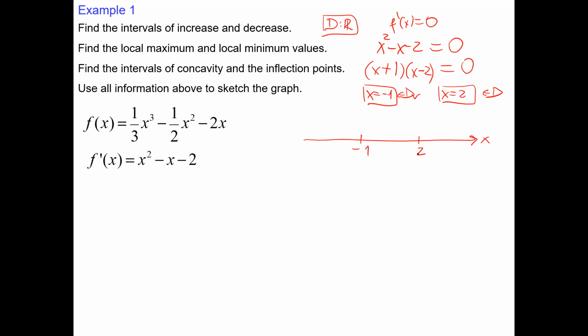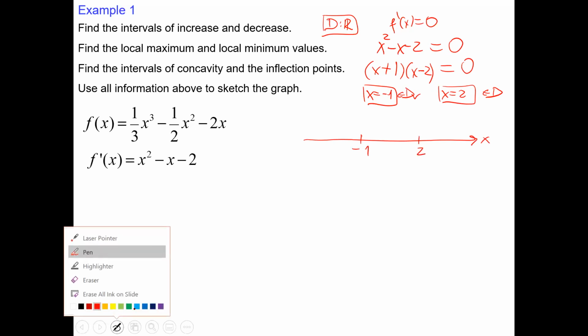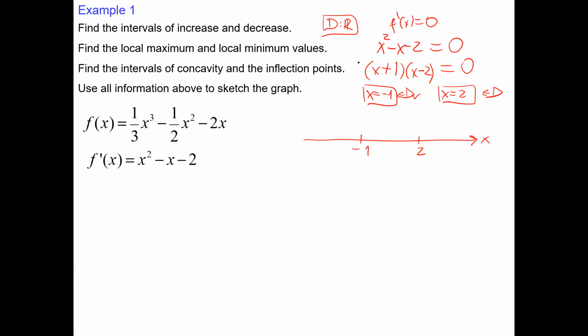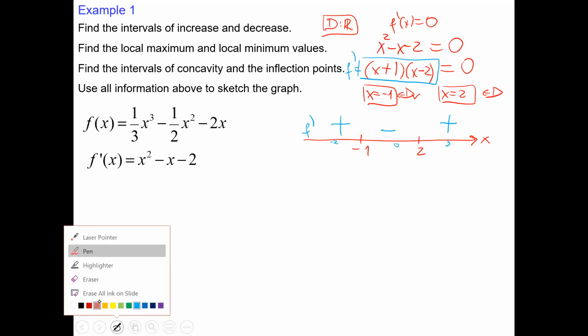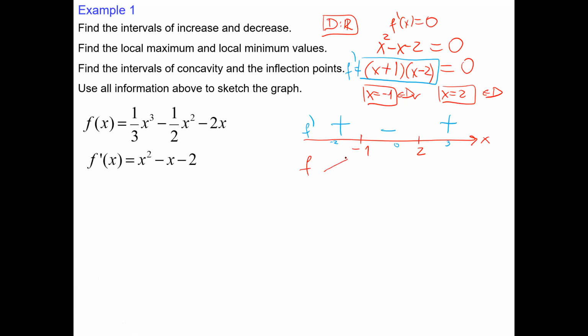First derivative test. Placing critical points. And I believe this will be the nice form of the derivative, and I will test the sign. If I take a test value 3, substituting 3 into the blue box, I'm getting a positive number. Substituting 0, I'm getting 1 times negative 2, negative. And substituting negative 2, we will have negative times negative, positive. Okay, now we know that the function is increasing, decreasing, increasing.